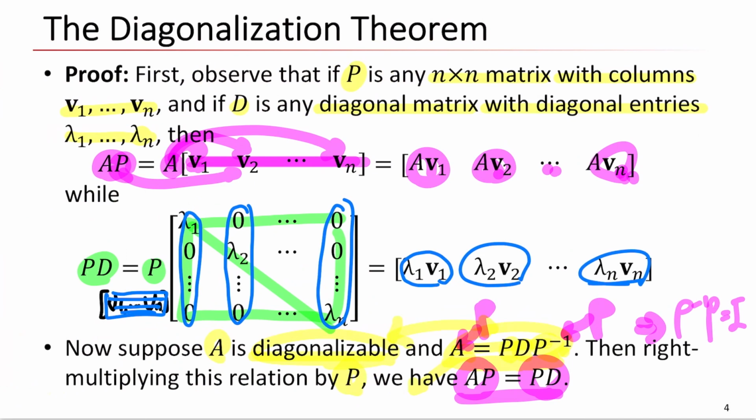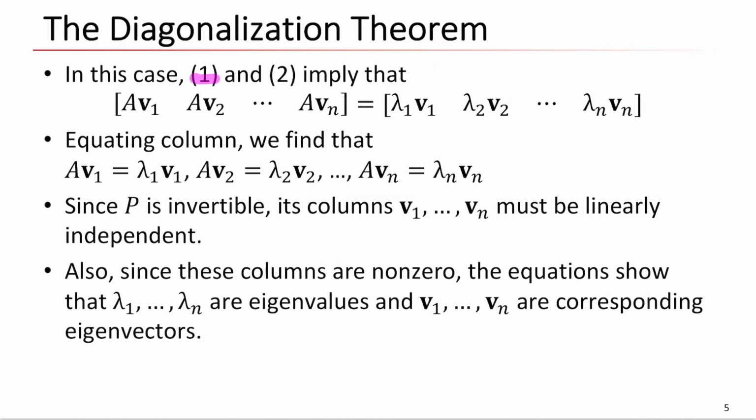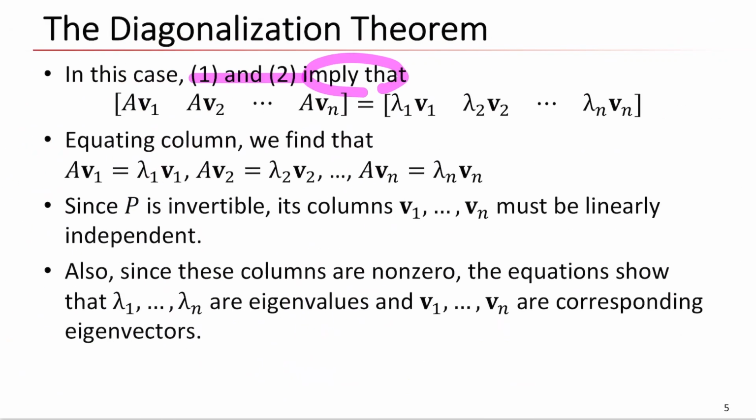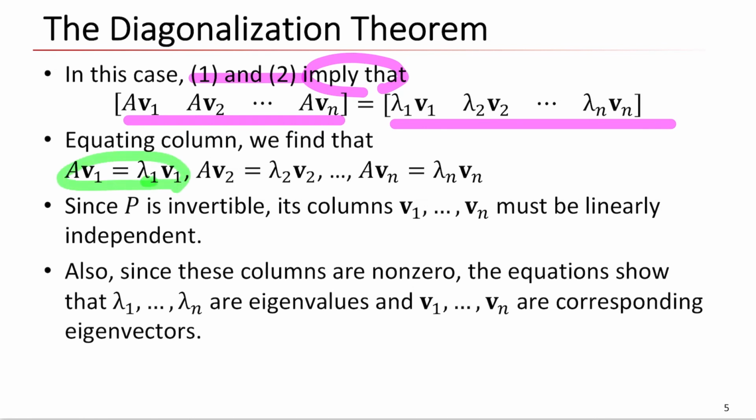Let me say this is equation 1 and equation 2. Then equations 1 and 2 imply that, because these two matrices should be the same, Av1 and lambda 1 v1 should be the same, Av2 and lambda 2 v2 should be the same, and Avn and lambda n vn should be the same. So we find this kind of equation, right?